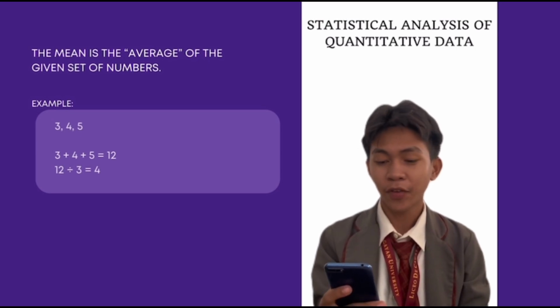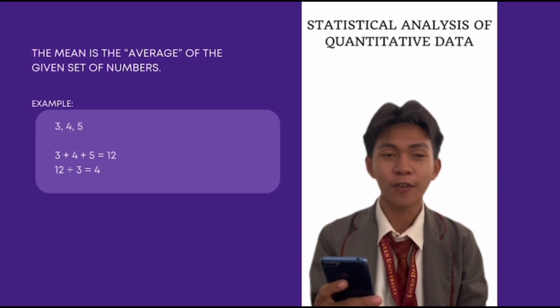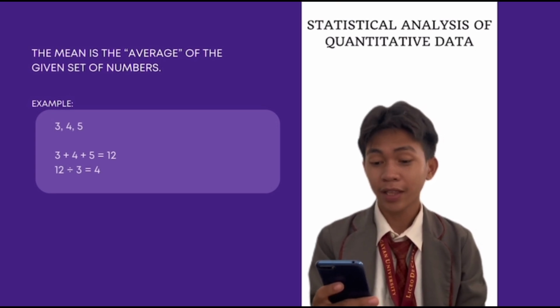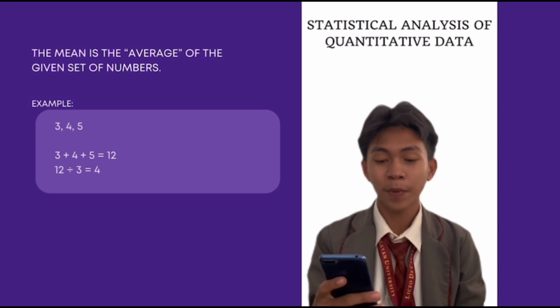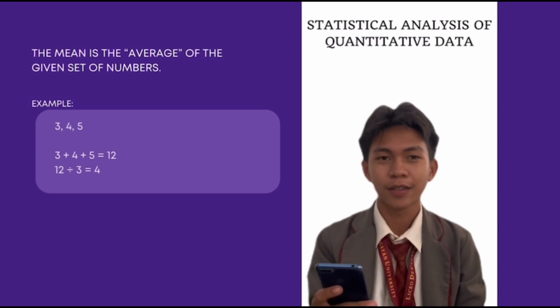For example, if we have a set of numbers like 3, 4, and 5, we calculate the mean by adding them up and dividing by the total number of values. So, 3 plus 4 plus 5 divided by 3 gives us the mean of 4.